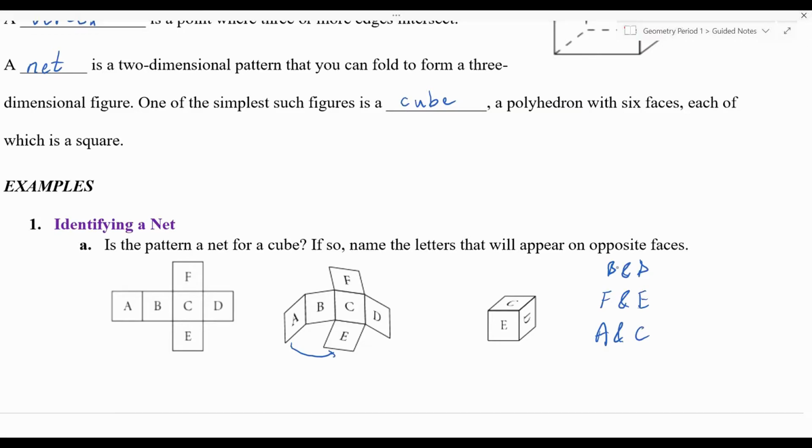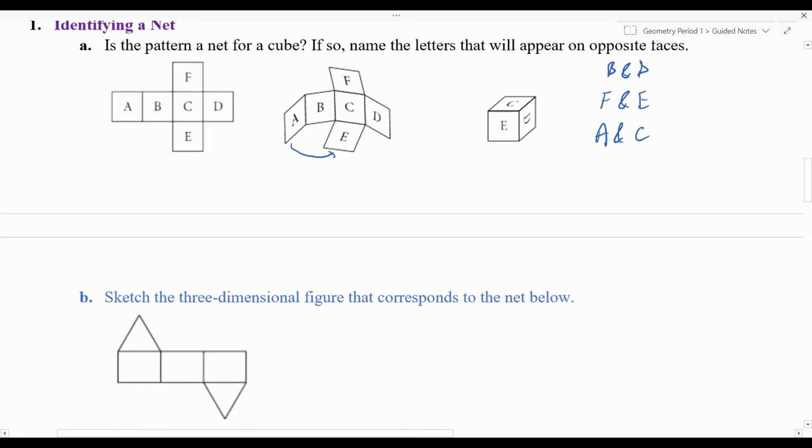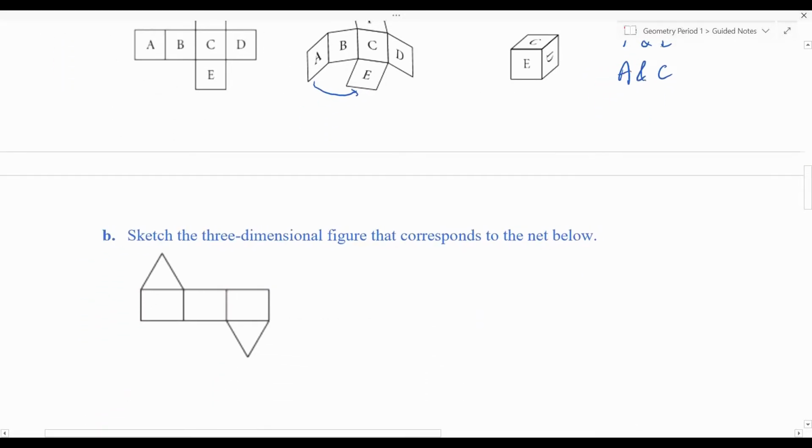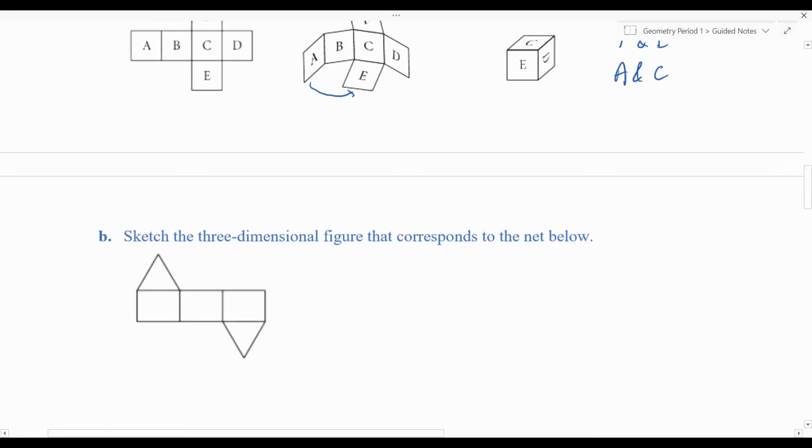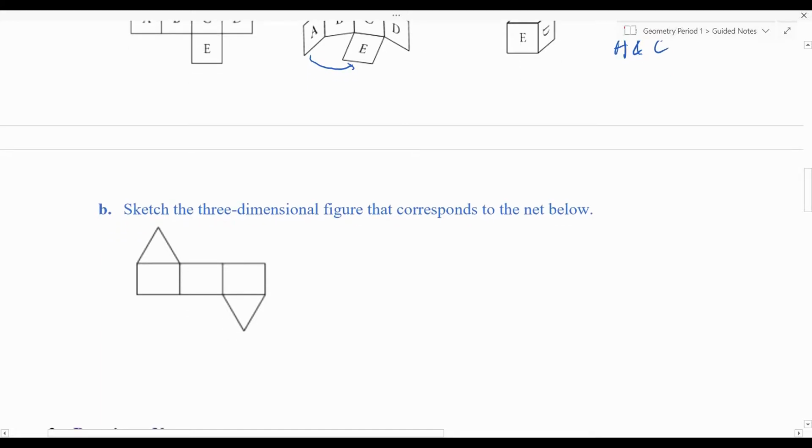So indeed, it actually comes out to be a cube, and those are the pairs of opposite faces. All right. Now, your example to do, and yes, you're doing this example. Fun stuff, right? All right. So it's just for you to try to sketch it. Sketch the 3-dimensional figure that corresponds to the net below.